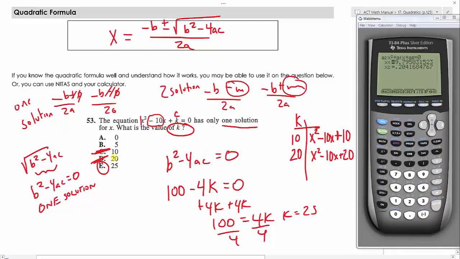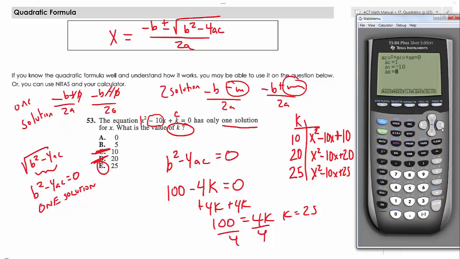Answer choice E, when I throw in the k equals 25, now I have x squared minus 10x plus 25. Again, I'm going to go back in here to coefficients. I'm just going to go down to this guy. I'm actually just going to enter a 25 in there, and now watch what's going to happen. Boom. I get only one solution. 5 would be my only solution. Yes, it looks like two solutions because it has an x1 and x2, but since they're the same, that's equivalent to saying that there's only one solution.